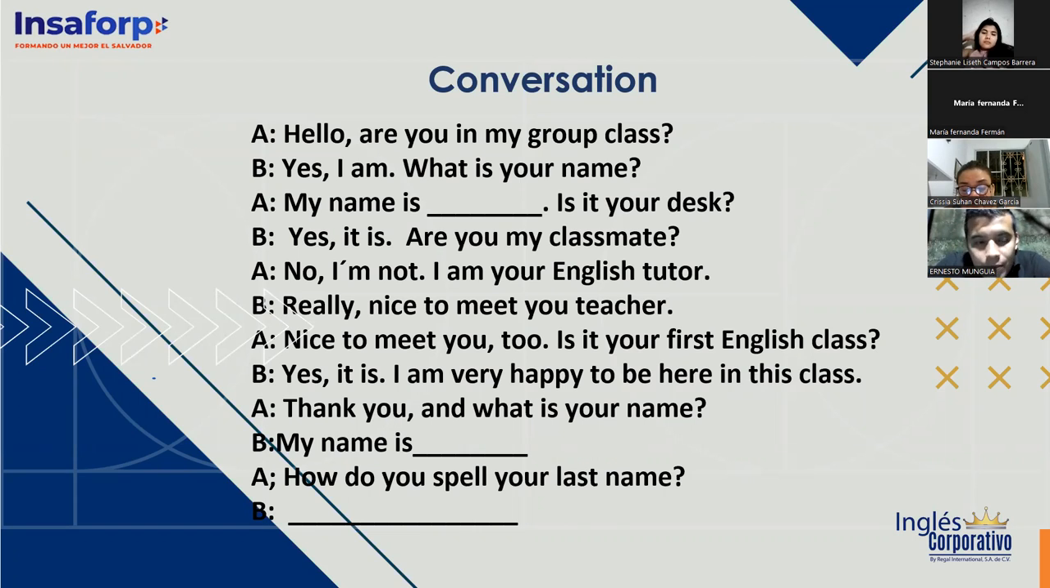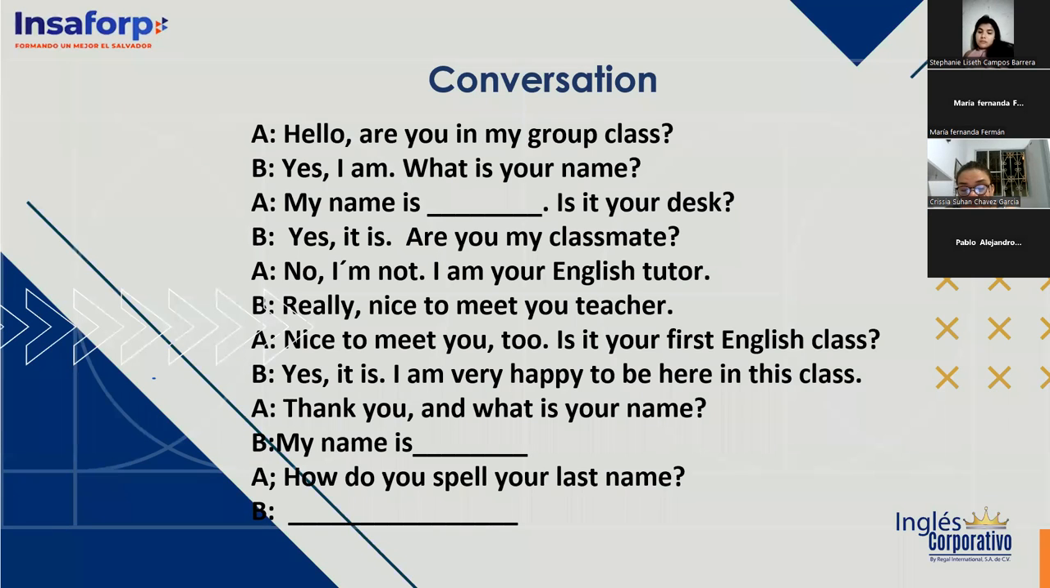Teacher, una consulta. En el caso que un apellido mío lleva una ñ, ya que no existe, ¿cómo se lo pronunciaría? En ese caso, la pronunciaría como N, porque yo sé que no existe en inglés, pero es la más parecida a la letra. Okay, thank you. You're welcome. Okay, very good.